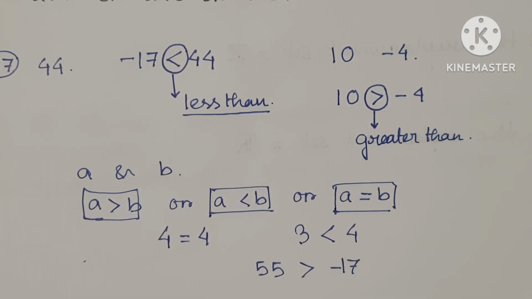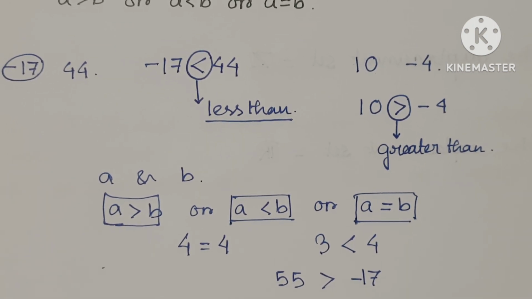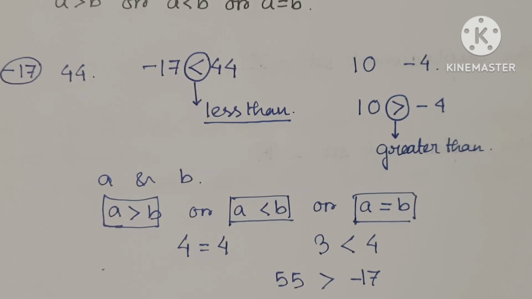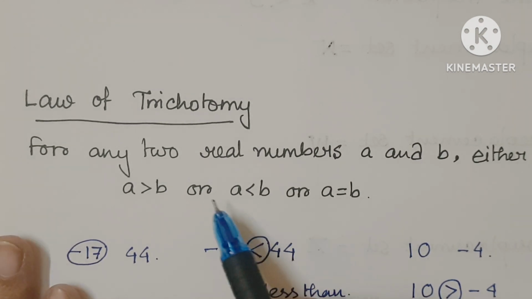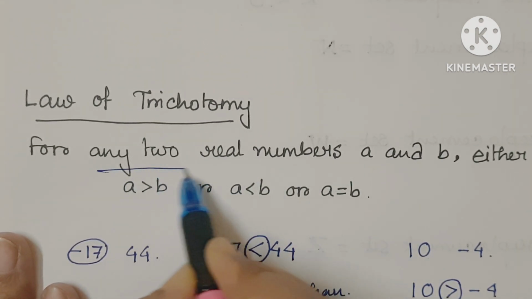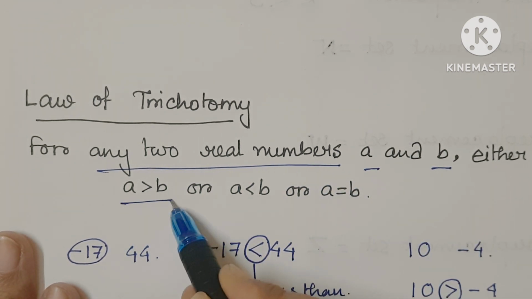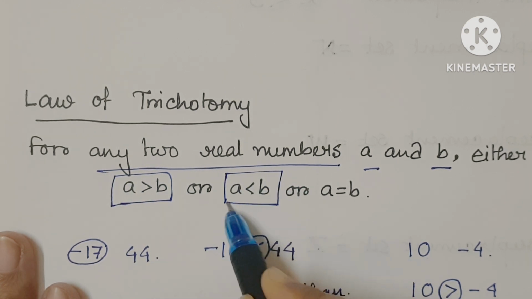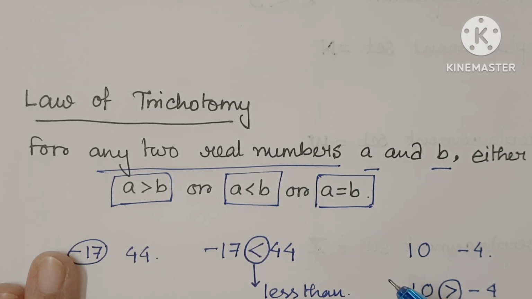From this there is a law, and that law is called the law of trichotomy, in case of real numbers. What is that? The law of trichotomy states that for any two real numbers A and B, either A greater than B, or A less than B, or A equal to B holds. That is called the law of trichotomy.